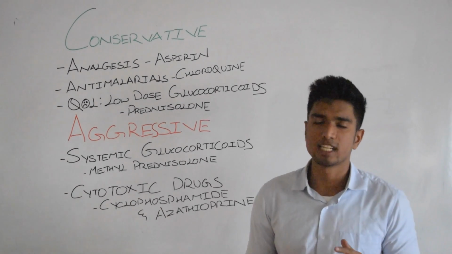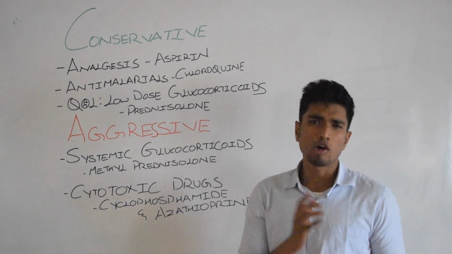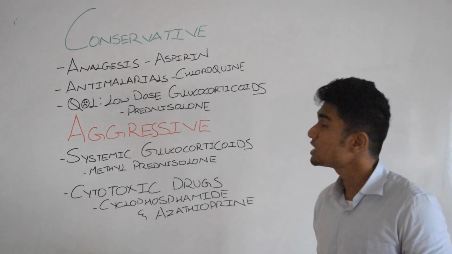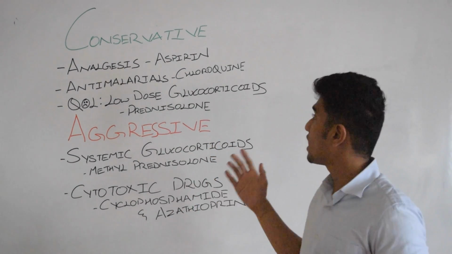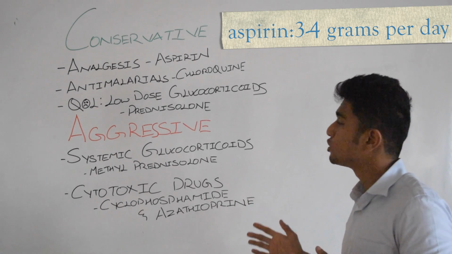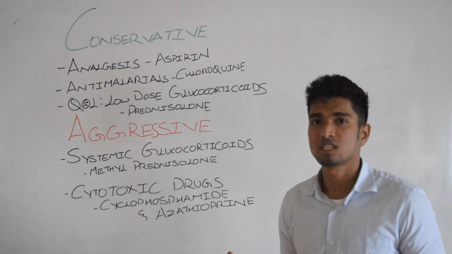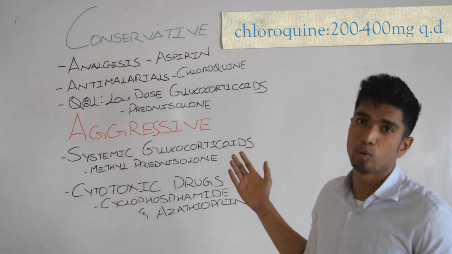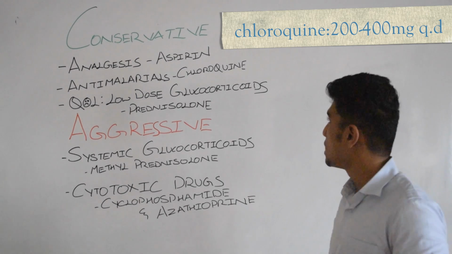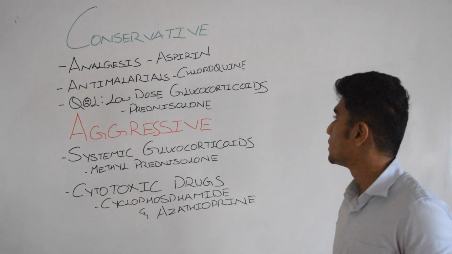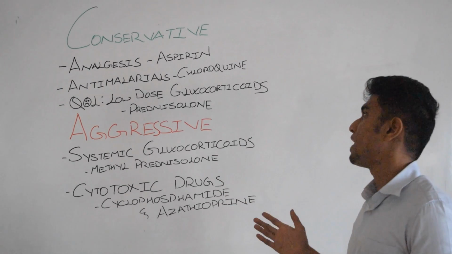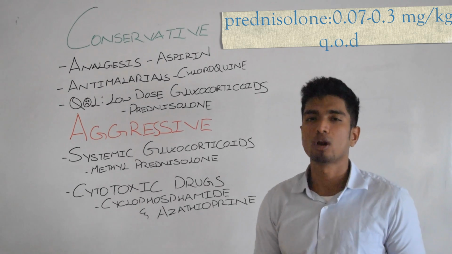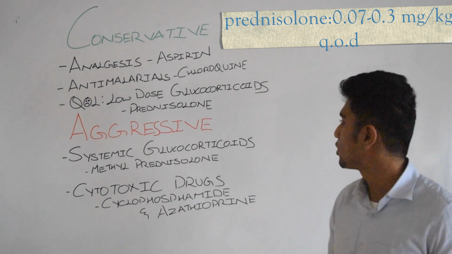The treatment is based on whether it's life-threatening or not life-threatening. If it is not life-threatening, we'll stick to conservative management. Or if it's life-threatening, we'll go with aggressive treatment. So let's see what our conservative management is. We use analgesics like aspirin in high doses to relieve the pain, but there are several side effects and they're pretty severe, like aseptic meningitis. Then we have antimalarials like chloroquine, which reduce the flares and dermatitis, but they also cause retinal toxicity. But what if the quality of life is still bad? Then we might use some low dose glucocorticoids like prednisolone. But you know what the side effects of using glucocorticoids are.